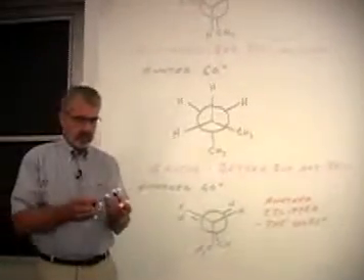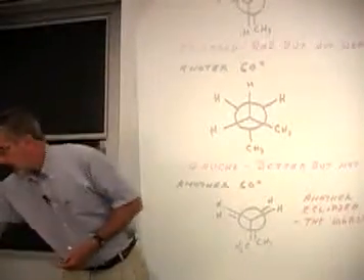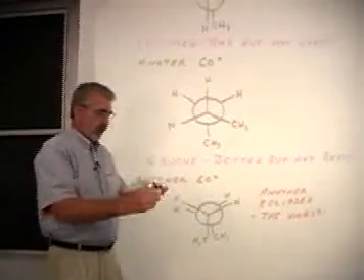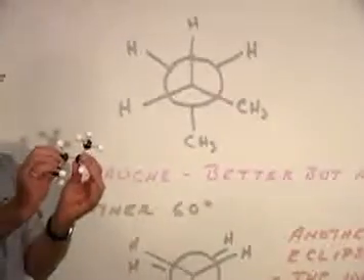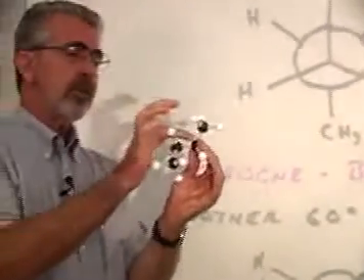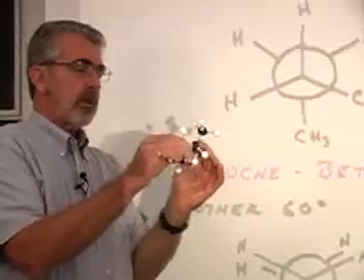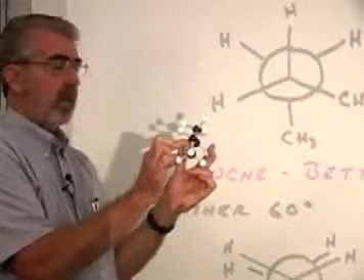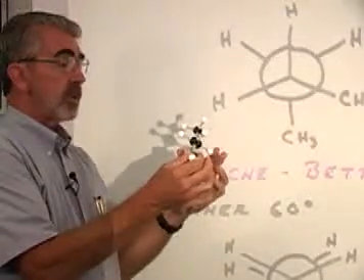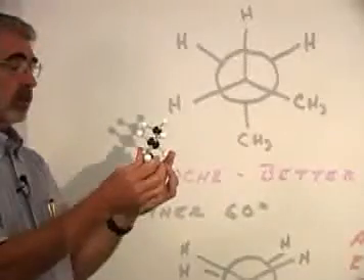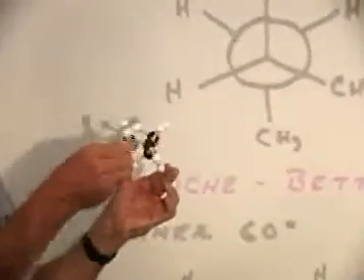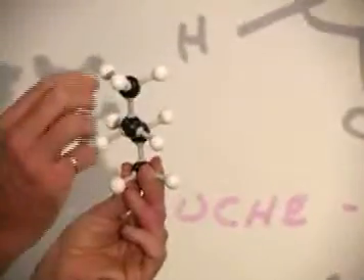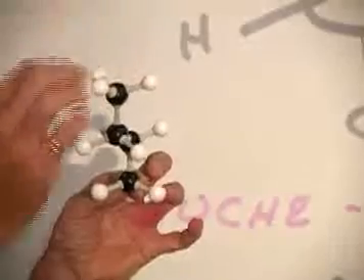Let me just reconstruct this thing. All right, let's start off with the best. Now remember, what we're doing is looking at rotation around carbons 2 and 3. So here's carbon 2, this is carbon 3, and this would represent our starting point, the anti-conformation. We've got the two methyl groups as far away from each other as possible.